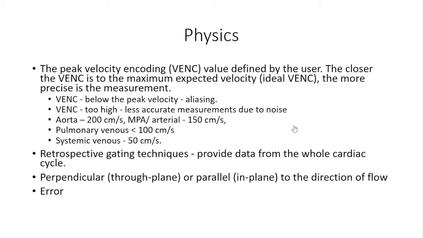So we usually enter the VENC as 200 cm per second for aorta, 150 cm per second for MPA and other arteries, 80 to 100 cm per second for pulmonary veins, and 50 cm per second for systemic veins.